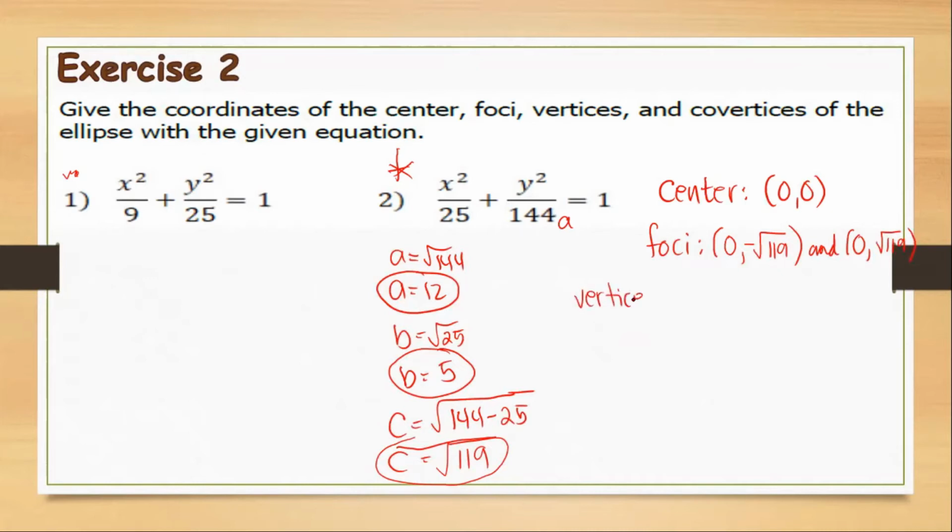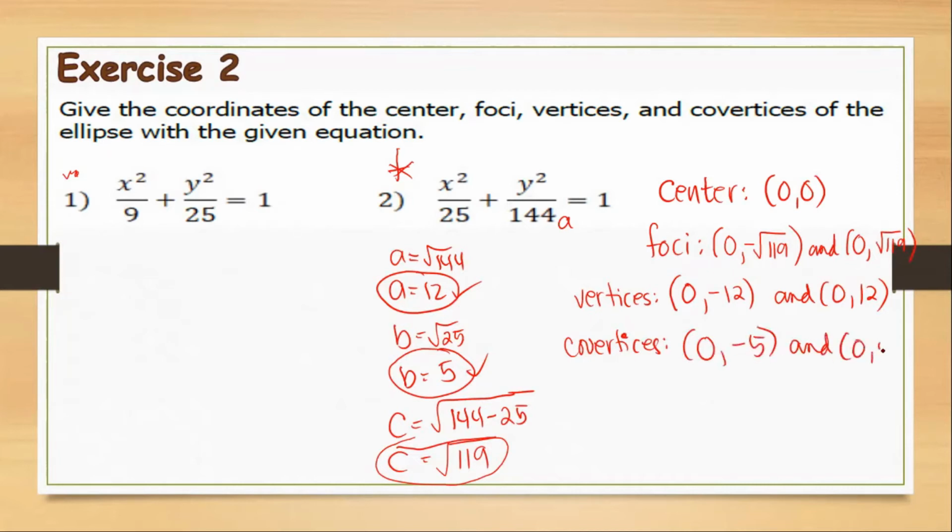And for the vertices, we have 0, negative 12, and 0, 12. And for our co-vertices, we should take our B. We have here negative 5, 0, and also 5, 0. Okay, so these are the answers for our exercise 2.